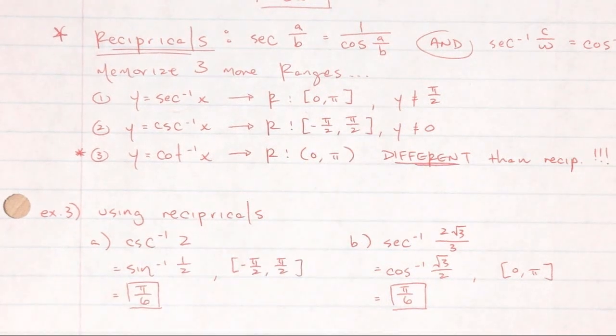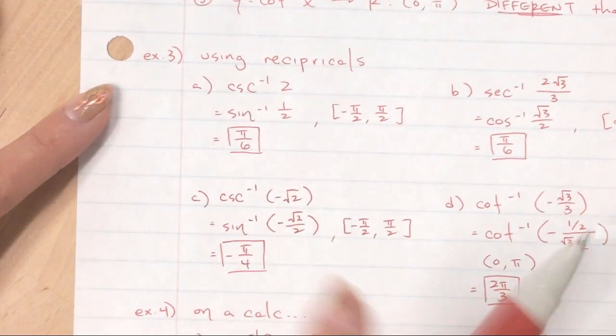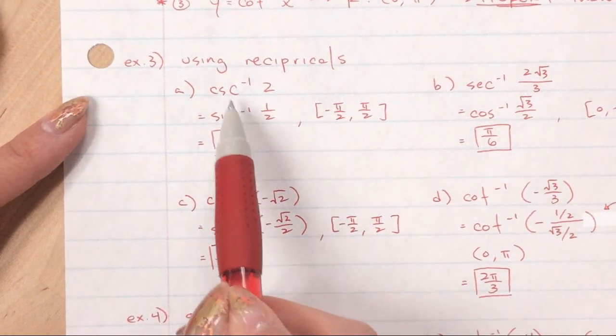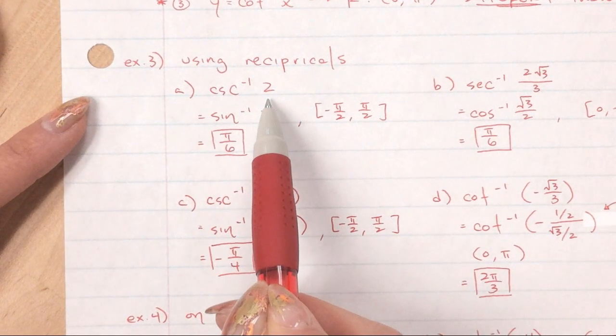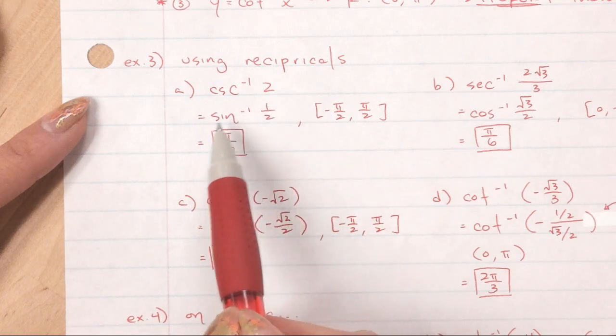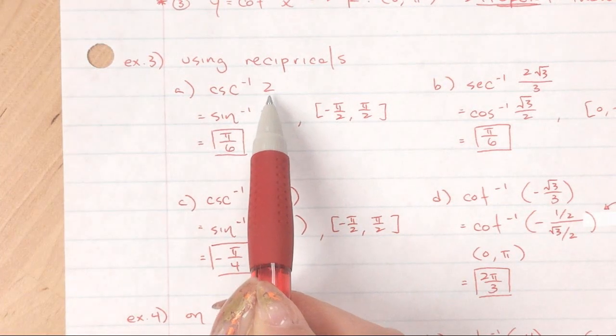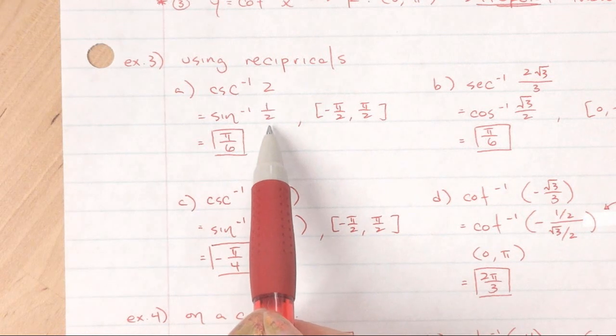That one's a little bit harder to remember. Okay, so using reciprocals, how would we use that? Basically you're finding cosecant inverse of 2. Instead of doing this, you can do the sine inverse of 1/2. So this is the answer. If you flip it, this was the answer for sine.